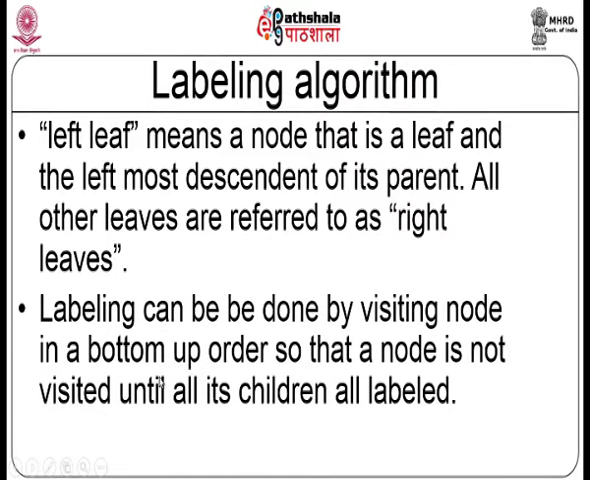Labeling can be done by visiting a node in a bottom up order so that a node is not visited until all its children are labeled. Now, it is just the reverse of what the heuristic algorithm basically said, right? So, we have to list a particular vertex if its parent is visited. Here I have to label a child and then I have to label its parent. That is, I cannot label a node until its children are labeled. So, this is just the reverse of the earlier one.